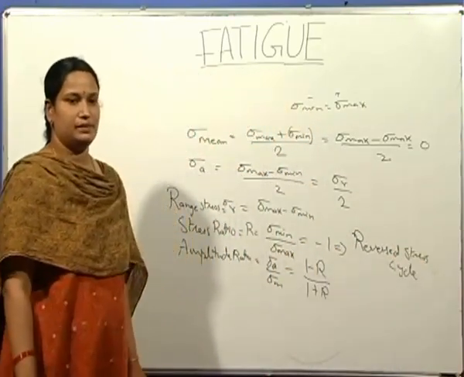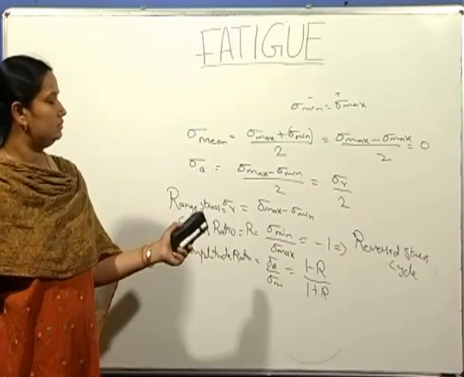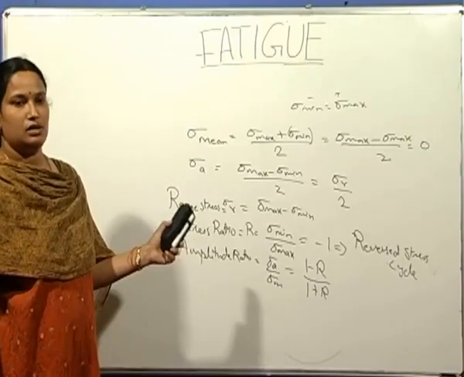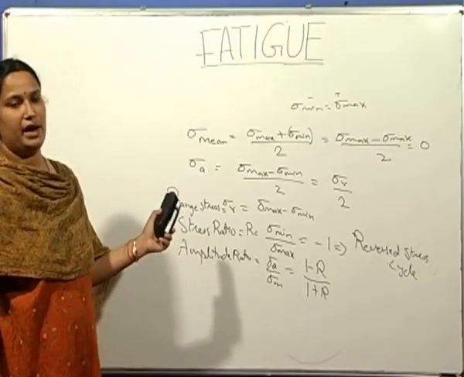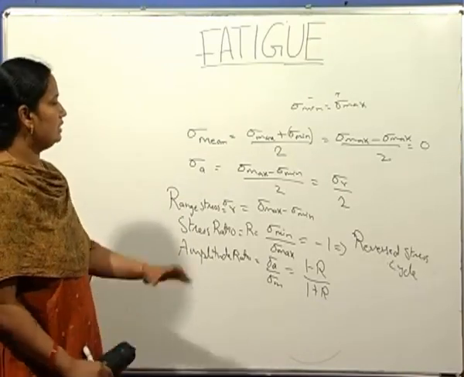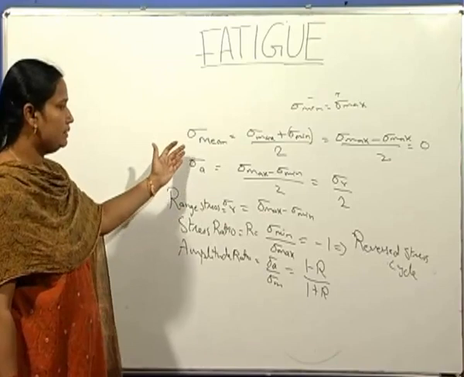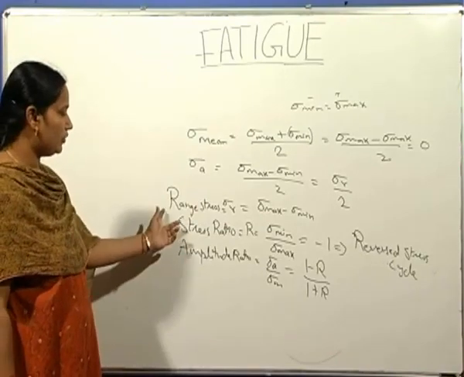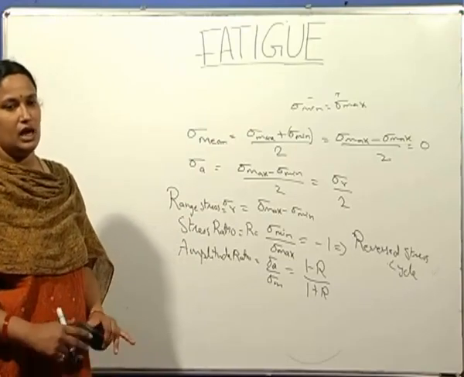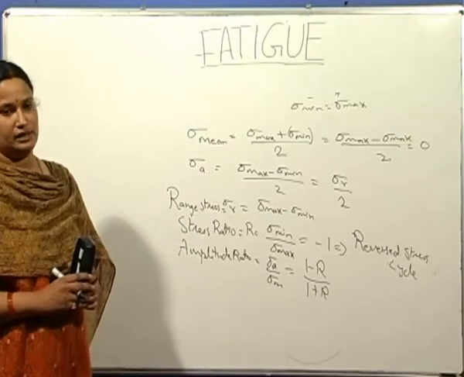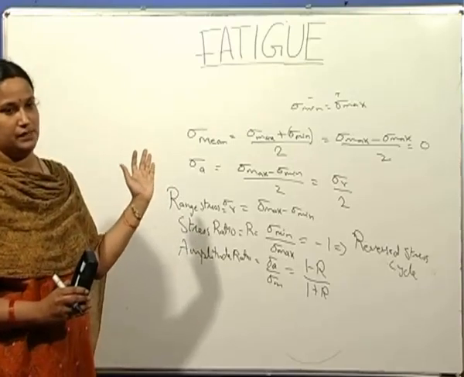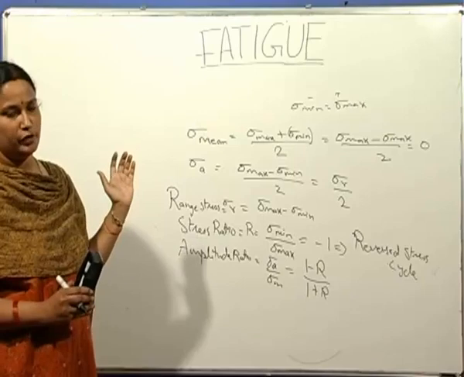So these are the 3 commonly used stress cycle forms: reversed stress, repeated, and random or irregular stress cycle. And these are the important parameters: mean stress, alternating stress or stress amplitude, range stress, stress ratio, and amplitude ratio. Now we shall see how the fatigue test is conducted by means of the oldest test, that is R.R. Morey fatigue machine.